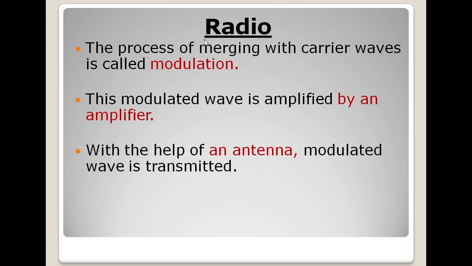Now the radio. The process of merging with carrier waves is called modulation. The modulated wave is amplified by an amplifier. With the help of an antenna, the modulated wave is transmitted.